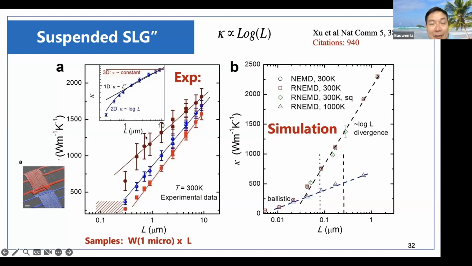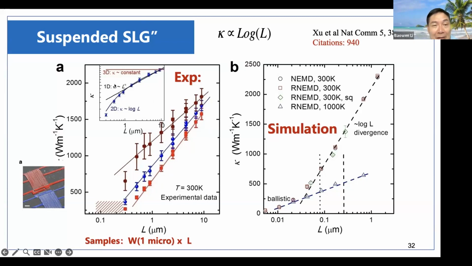These three sets of experimental data assume different contact thermal resistances of the graphene with the bridge. This one is 5%, this one 10%, this one 15%. In all three cases, we have this very nice logarithmic divergence.